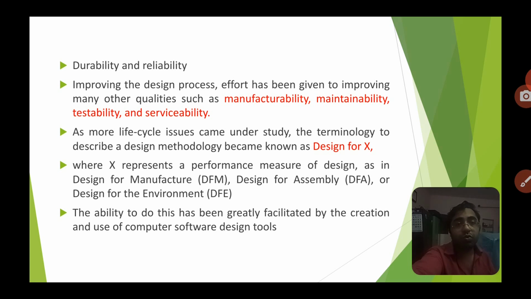The ability to do this, that is, to design, has been greatly facilitated by the creation and use of computer software design tools. So how are we going to design our X? Design for X is done by using computer software or design tools, and by using these we carry out design for X.